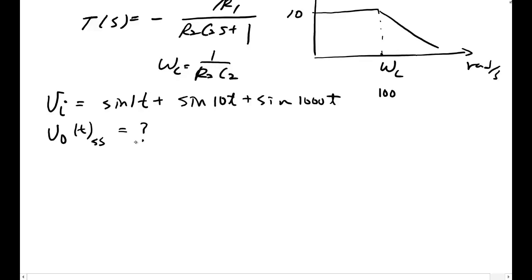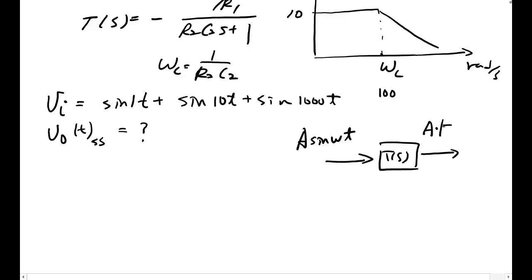So there are two ways to look at these problems. First of all, sinusoidal in, sinusoidal out. You can always find the output using the transfer function. The output will be the input amplitude times the magnitude of the sinusoidal transfer function times another sine omega t with a phase shift.